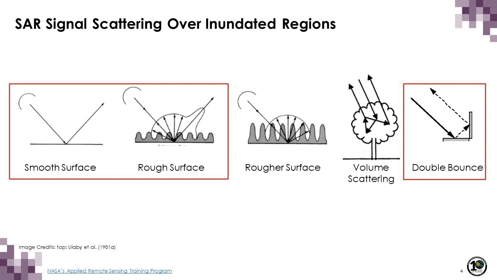These areas appear very bright in the image and are commonly seen when there is flooded vegetation because of the interaction between the smooth water surface and vertical structure of the vegetation, such as the trunk. Double bounce is also characteristic of urban areas.